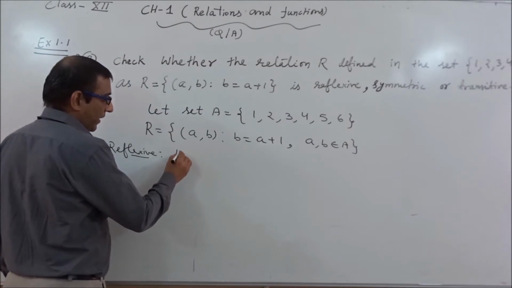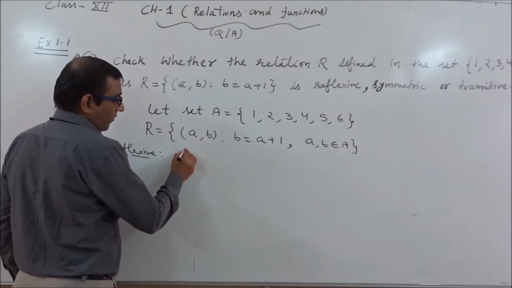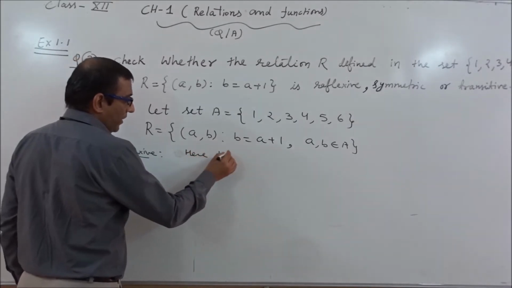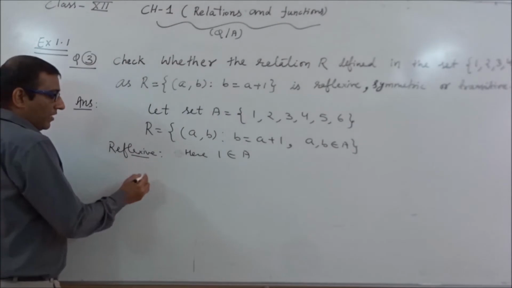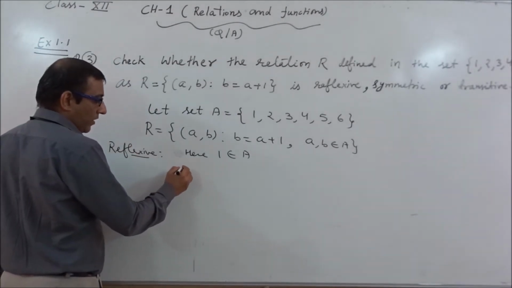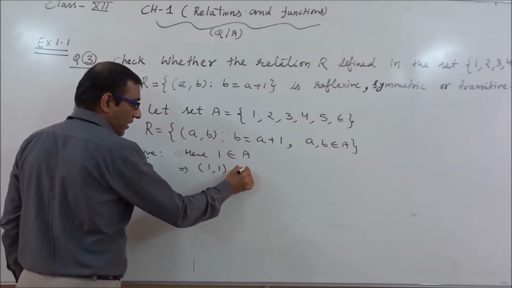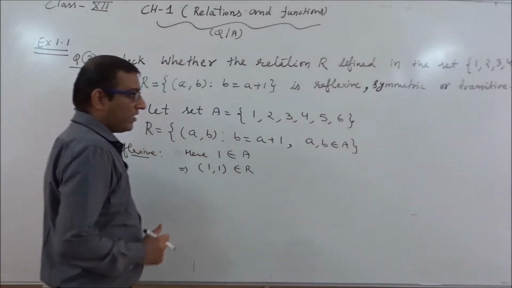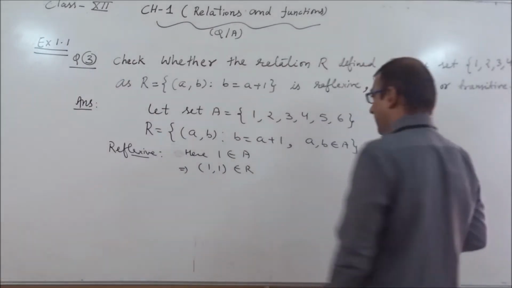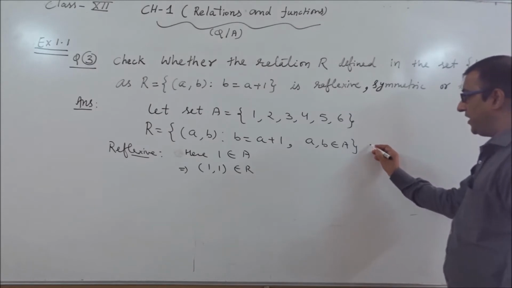So here we can see 1 is a member of set A. So as per the definition of reflexive, we will see whether (1, 1) is related with the relation or not. So for that we have to go with the relation. So how can we solve it? First we will make the relation here.